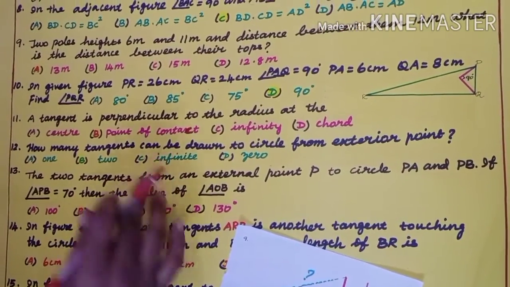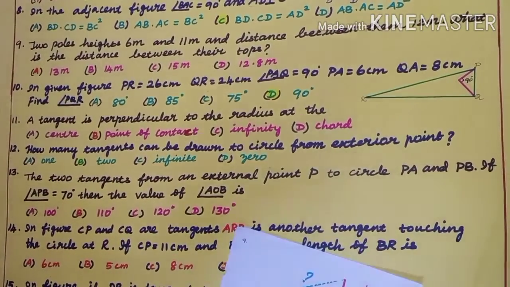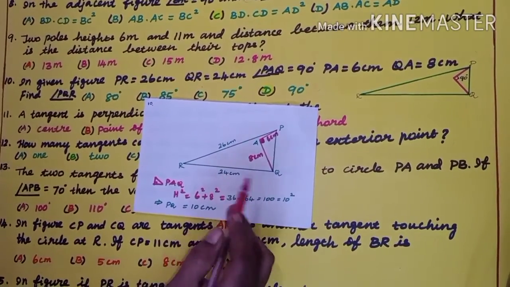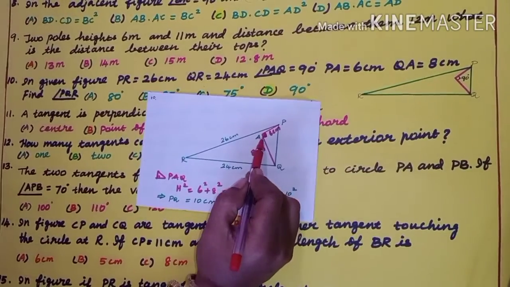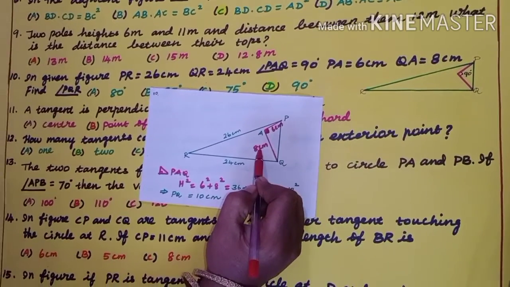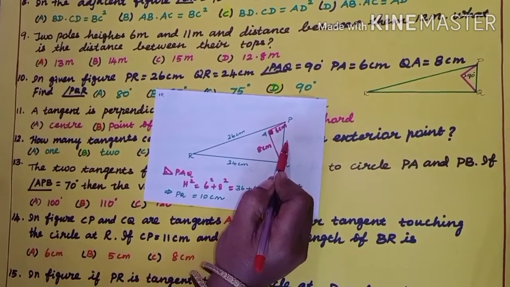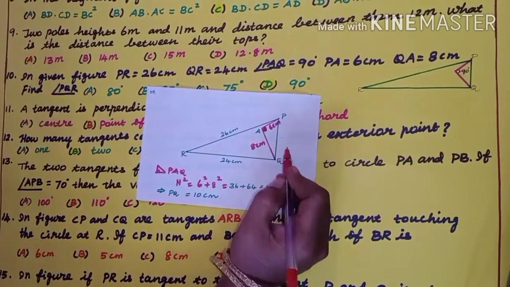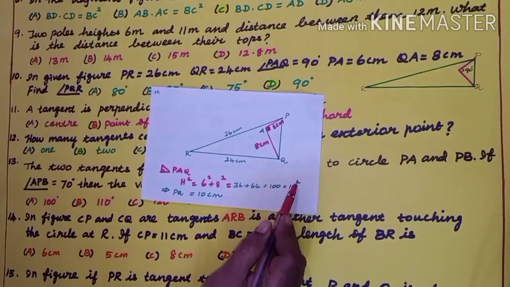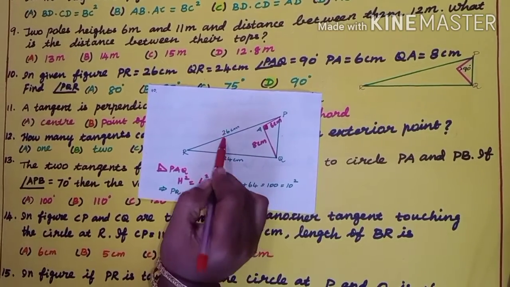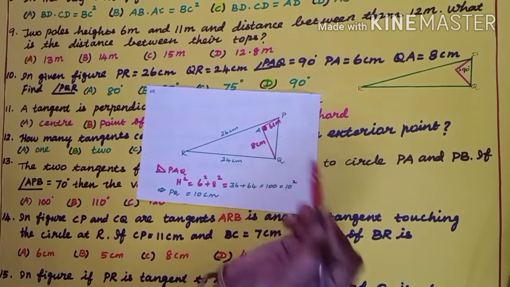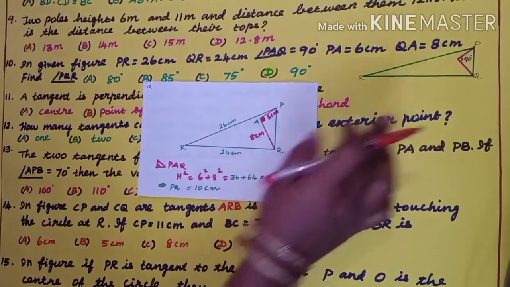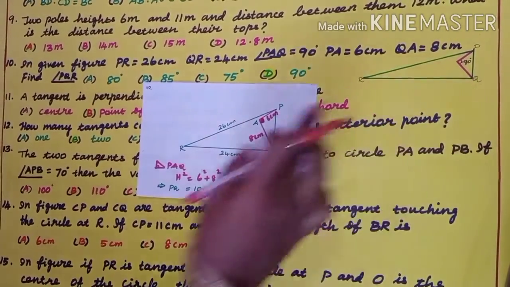In the 10th question, in the given figure, this is 26 centimeters and this is 24 centimeters. This is 90 degrees, 6 centimeters, 8 centimeters. By the Pythagoras theorem, this is 10 centimeters. 6, 8, 10 are Pythagorean triplets. So you will find PQ is 10 centimeters. Also 26, 24, 10 are triplets. So what is the angle at Q? The angle at Q is 90 degrees.